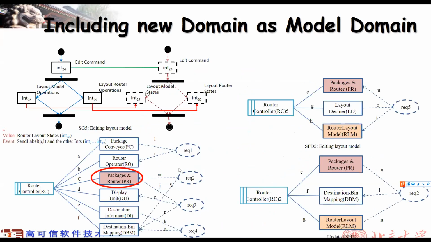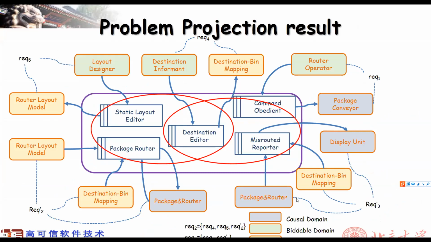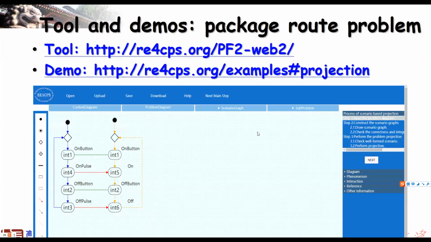So we got a new ILM as a package router. We got a domain model package router here and separate them in two different scenarios. So the result is we got a new router layout model. And then we got 5 scenarios, 5 requirements here. This is the whole problem diagram. And after projection, we got 5 requirements here. Now I want to show you our demo about the whole process.